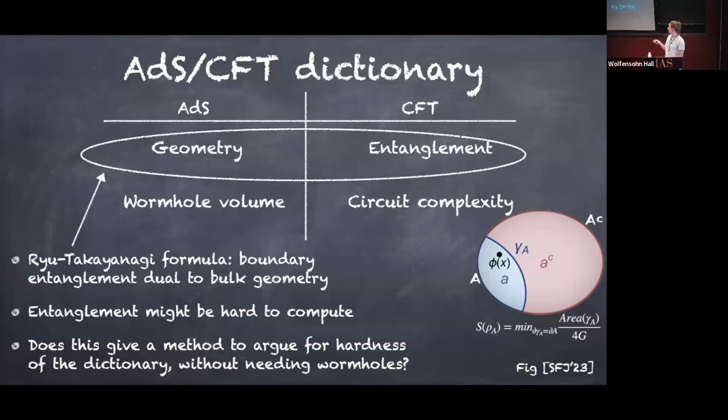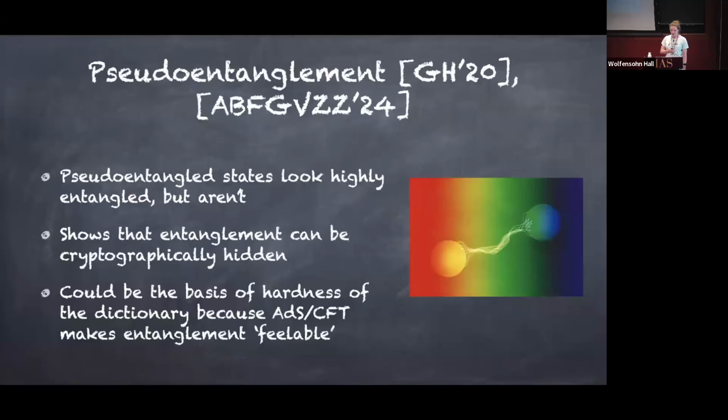Now, if we can show that entanglement is hard to compute, this might give a method to argue for hardness of the dictionary without needing to have wormholes, and therefore potentially without needing to have black holes. Okay, so what do we want from a pseudo-entangled state? Well, as the name suggests, we want it to be a state that looks highly entangled, but isn't. And this will show that entanglement can be cryptographically hidden. So, we can have entanglement in a quantum state that we can't probe, can't measure. And this could be the basis of the hardness of the AdS/CFT dictionary, because the AdS/CFT dictionary is meant to make entanglement feelable by mapping it to distances which should be measurable.